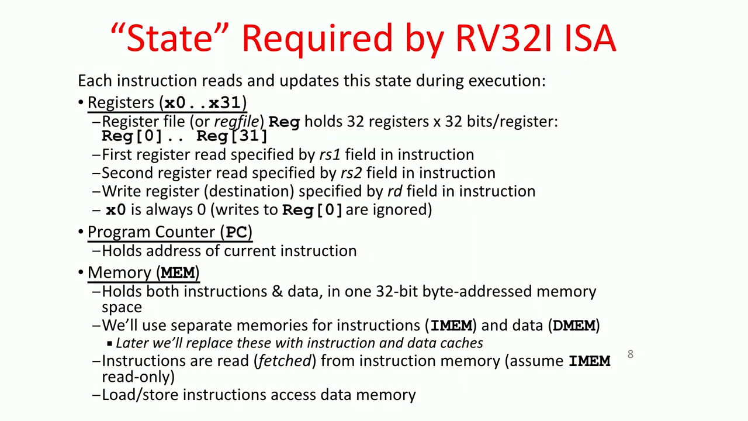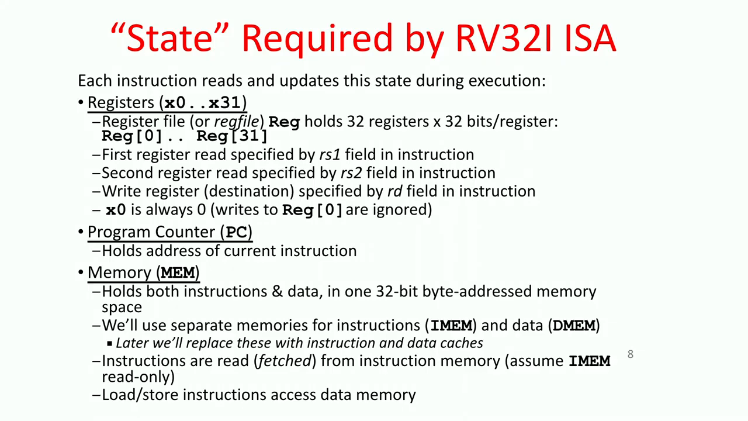And then we have some memories. We have a memory that holds the instructions and the data in one 32-bit byte addressed memory space. Okay, so we can think of this memory as a long string of bytes. So RISC-V has byte addressing. Addresses are in terms of bytes, even though data items are 4 bytes and instructions are 4 bytes.